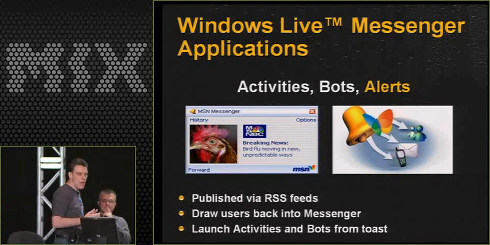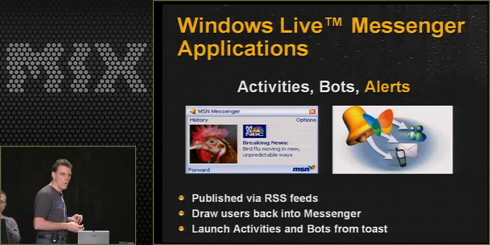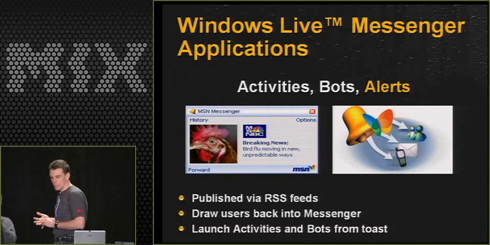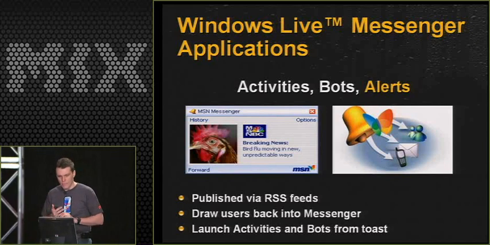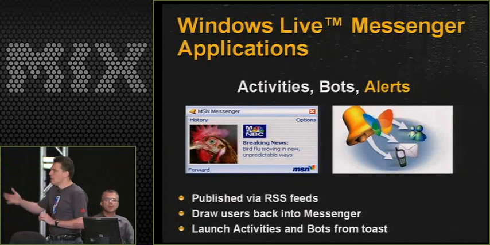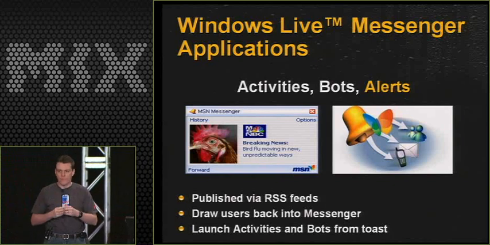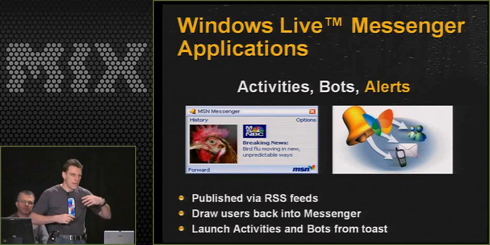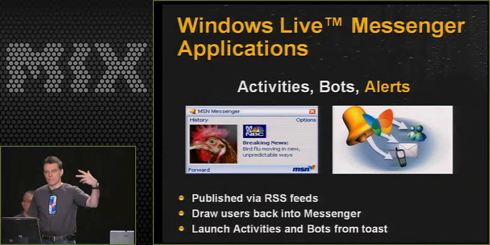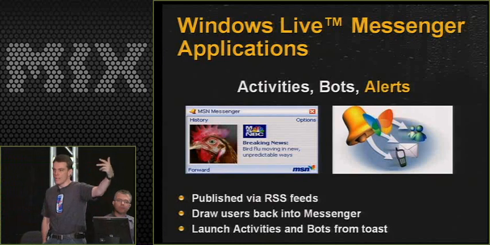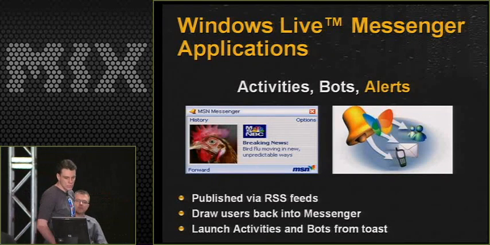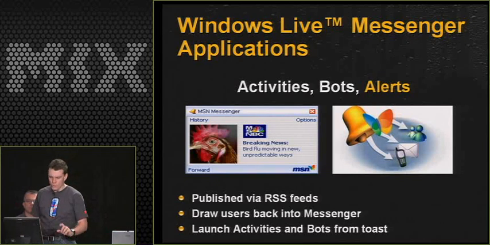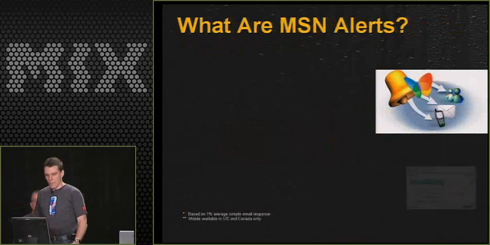They are published via RSS feeds. So if your website or your particular business supports RSS feeds, then you can interact with alerts. And we use alerts in particular in the Windows Live Messenger applications to draw users back into Messenger. So if there's information that you want to provide, such as a new product, and you want that person then to click on that and go into the Messenger conversation window and start asking about the product, it's a way of drawing into that particular medium. Also, from that, you can launch activities or bots from the toast as well. And I'll talk more about alerts shortly. So what are MSN alerts?